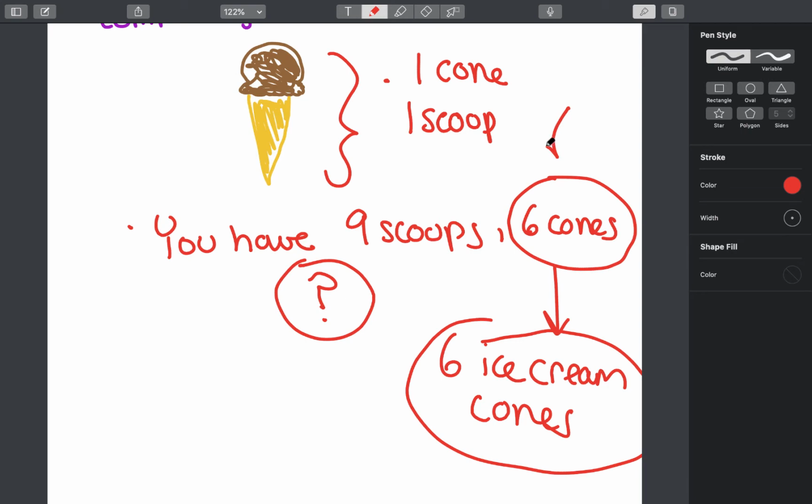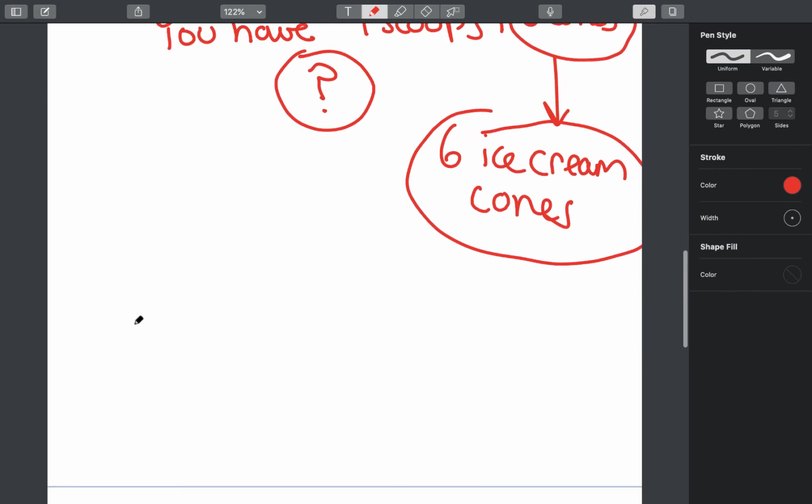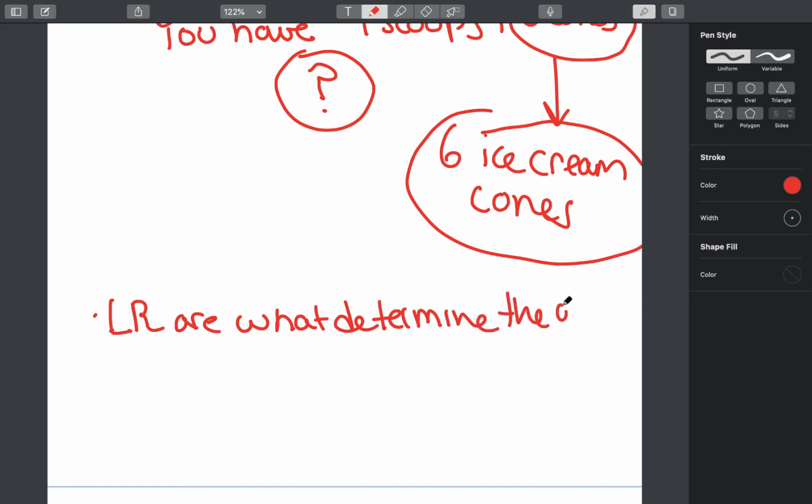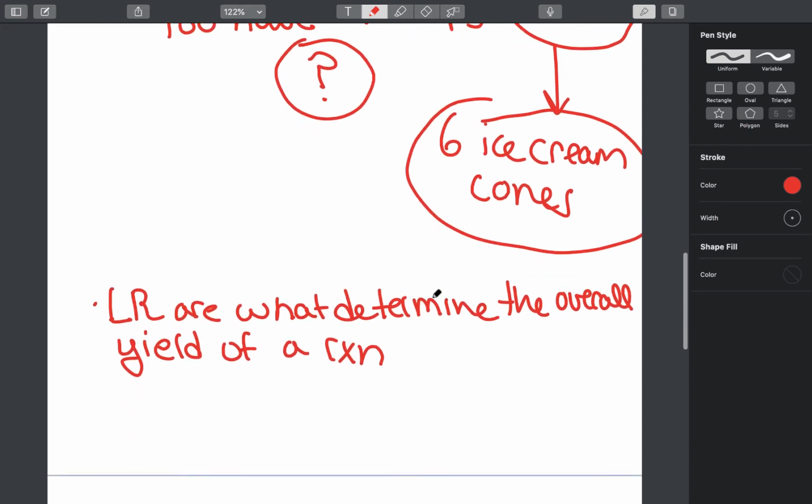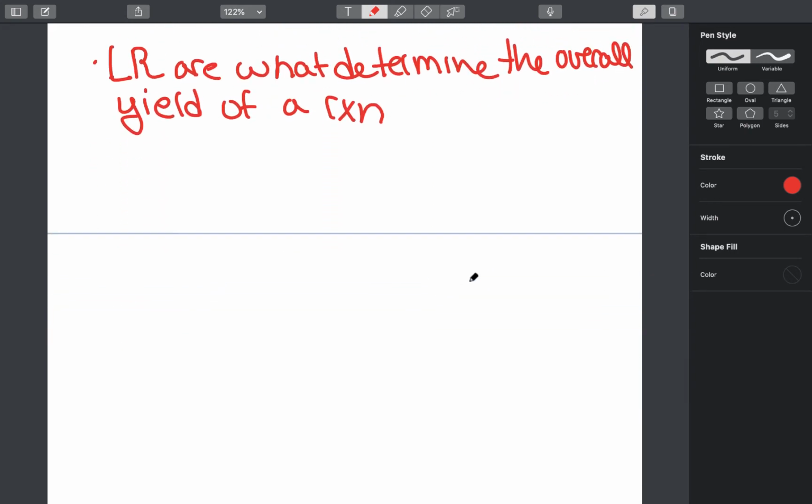So that's basically the idea of limiting reactants. In this case, the cones are the limiting reactants. And therefore, limiting reactants are what determine the overall yield of a reaction. So limiting reactants are what determine the overall yield of a reaction. And this same idea with the ice cream cones can be applied to chemistry as well. So let's see how we can apply this to chemistry.